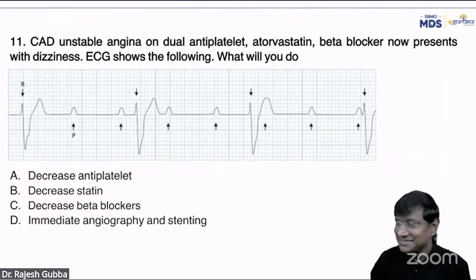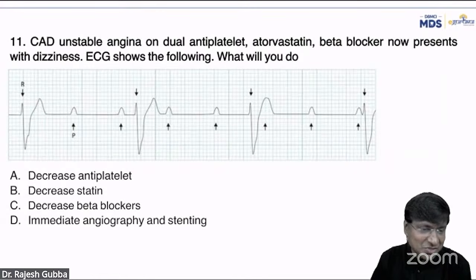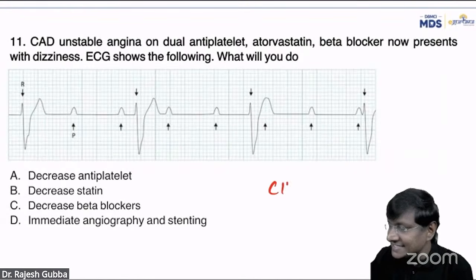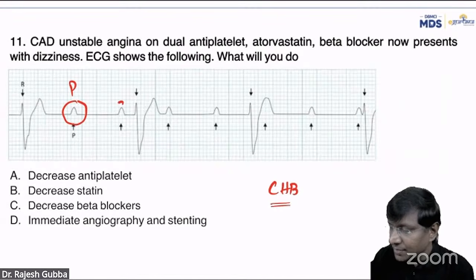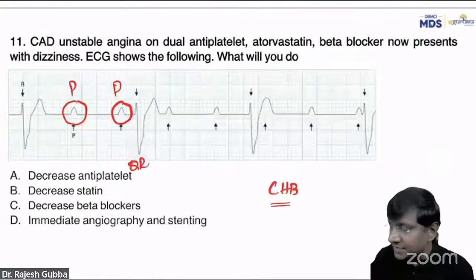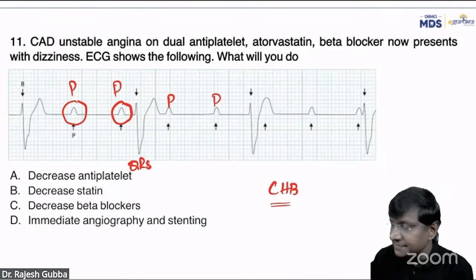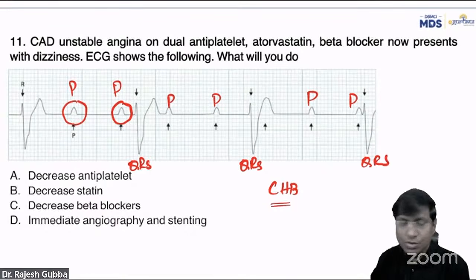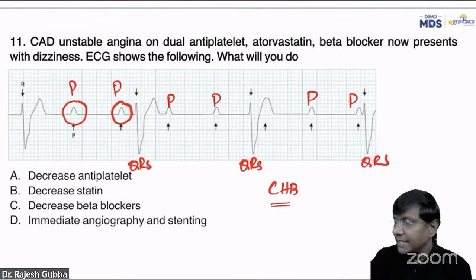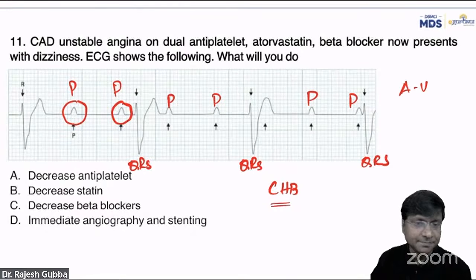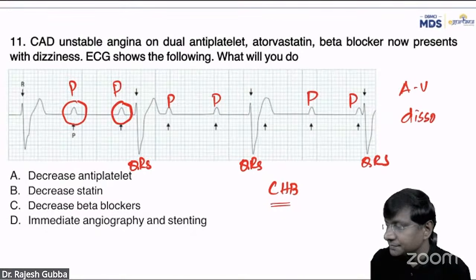Right. So, very good. Pranav Kumar Ravi, excellent. So, this is the ECG of complete heart block. Okay. So, you have a P wave, you have a QRS complex. And this is a P wave, this is a P wave, this is QRS, this is P, this is P, this is QRS. What you should understand here is that there is no atrioventricular association. There is AV dissociation.